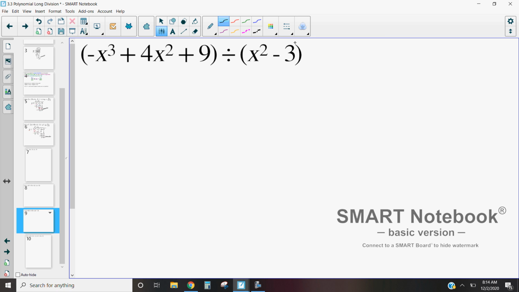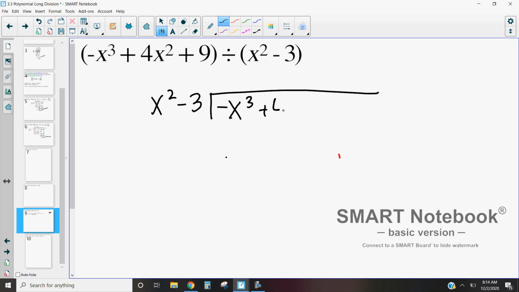So I'm going to write my divisor on the outside, x squared minus 3, and then divide it by our dividend. Now, notice here how this has an x cubed, an x squared, and then a 9. It doesn't have that x term. When we are doing this polynomial long division, we want to write in that 0x and that coefficient there, because then if we end up with that term, we can drop it down. So we've got x cubed plus 4x squared plus 0x plus 9. That way we just have something to pull down and we know what we're adding.